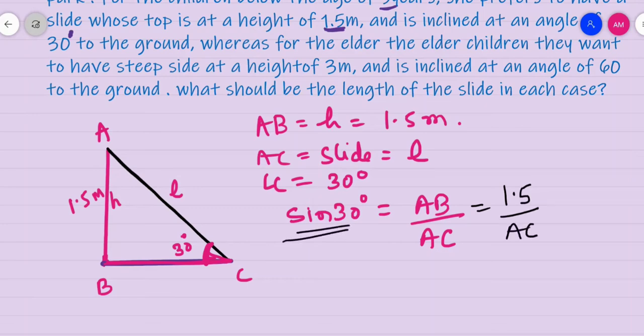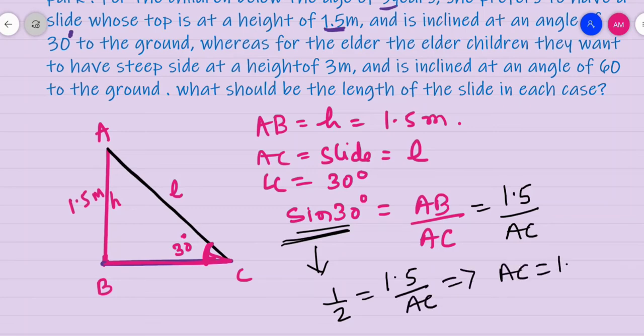And how much is sine 30 degrees? It is 1 by 2. So 1 by 2 is equal to 1.5 by AC. And this gives you AC equal to 1.5 into 2. So you will get 3.00. So that is equal to 3 meters. Okay. Now let us proceed to the next question.